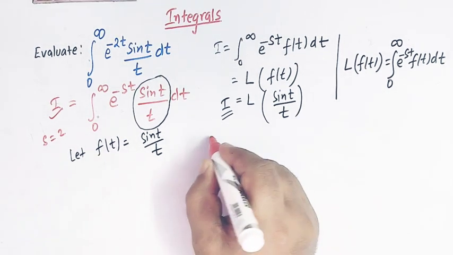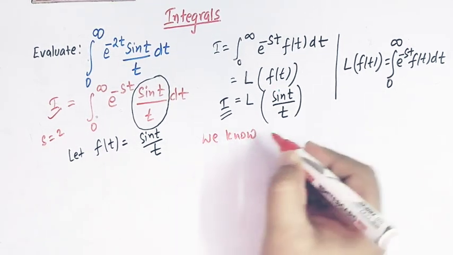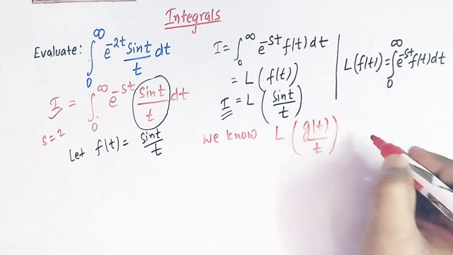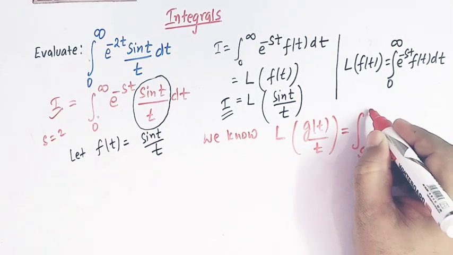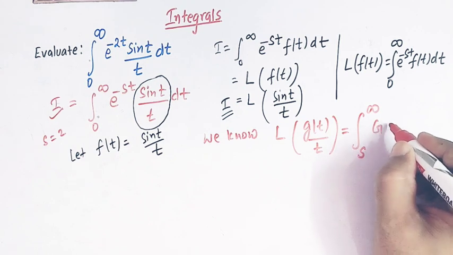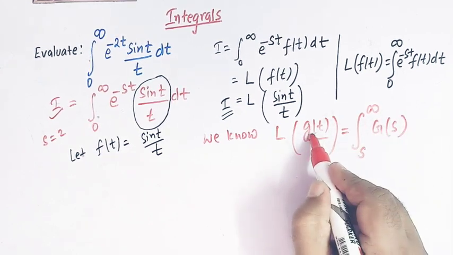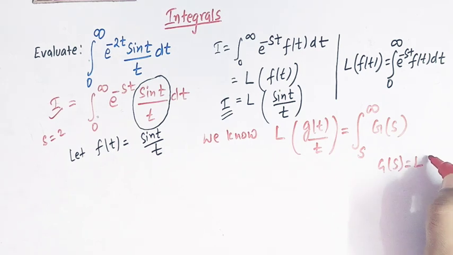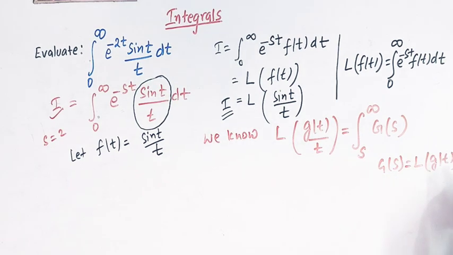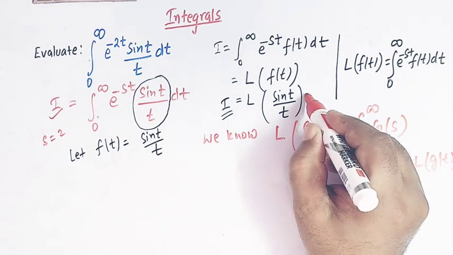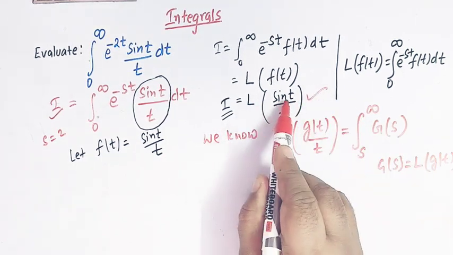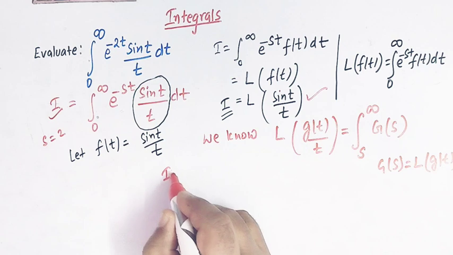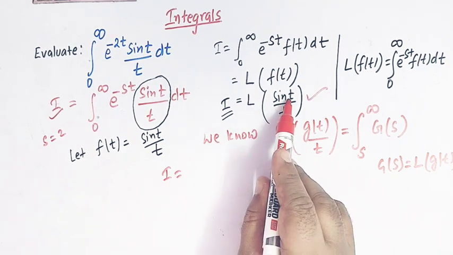Now see, we know that the Laplace transform of g of t divided by t is given by this integral, that is s to infinity, and g of s, where g of s is the Laplace transform of g of t. So here to get the value of this expression, that is Laplace transform of sine t over t, we'll use this result. So we can now have I is equal to Laplace transform of sine t over t.